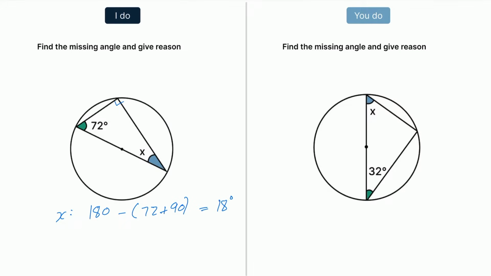Again, I'm not going to write the reason out again, just so to save a bit of time in the video. But again, you will write your reason, and your reason is because the angle subtended from the diameter at the circumference is always 90 degrees.